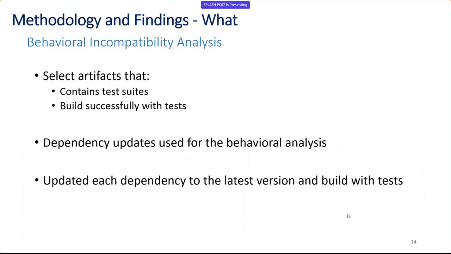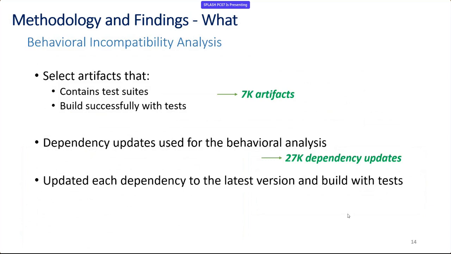So we next went a step further into analyzing the behavioral incompatibilities. Based on the repositories that we already had, and when we updated dependencies which were passing successfully, we looked at those projects and identified if they contain test cases or not. So we were able to successfully get 7,000 artifacts, which included test cases. And for those artifacts, we looked at the dependencies we could update, which was around 27,000.